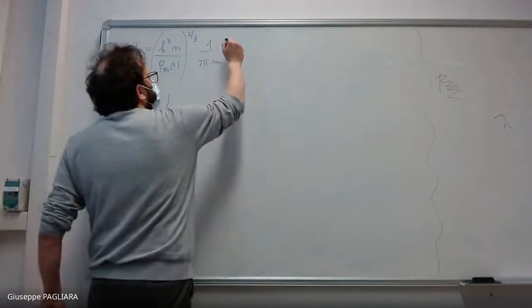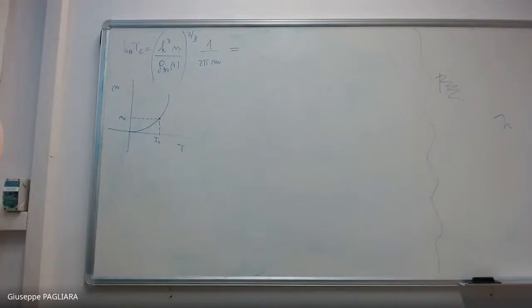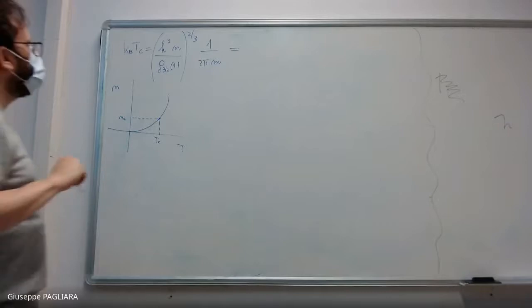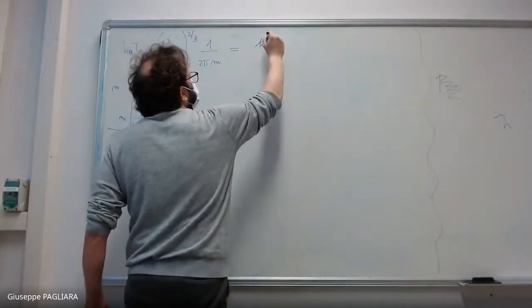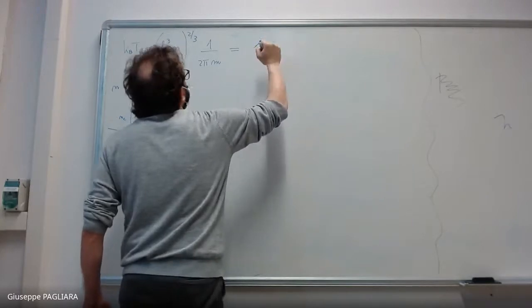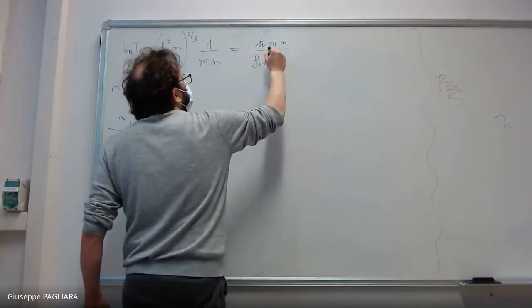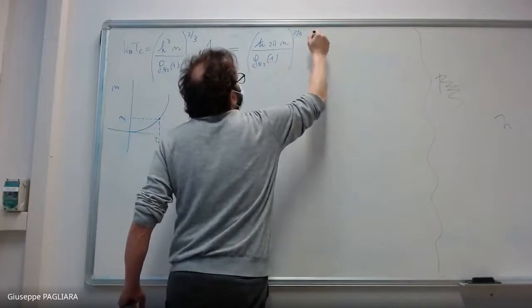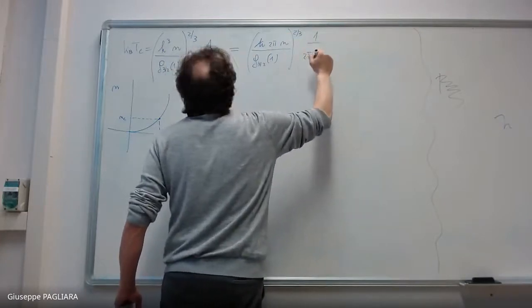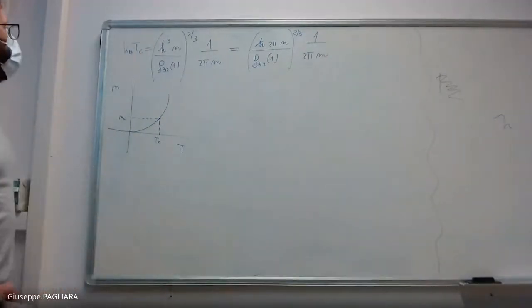Okay, so now this is equal to, first of all, let me introduce a factor of h bar. So this h bar times 2 pi n divided by g 3/2 of alpha 1 to the power 2/3. And here you have 1 over 2 pi.